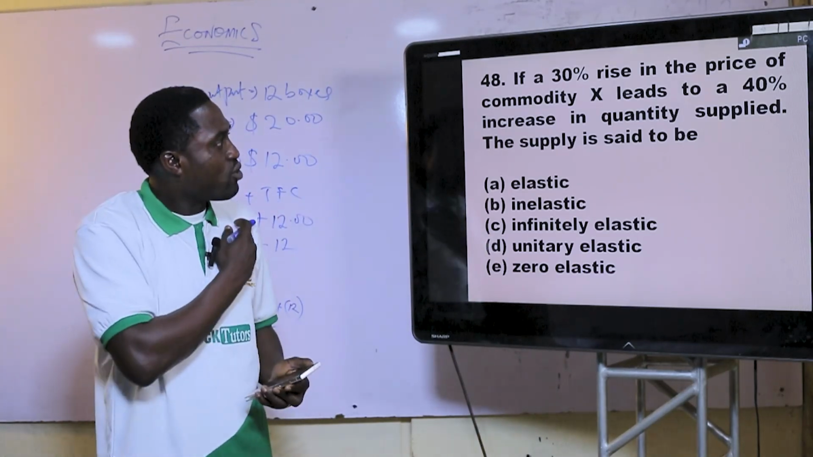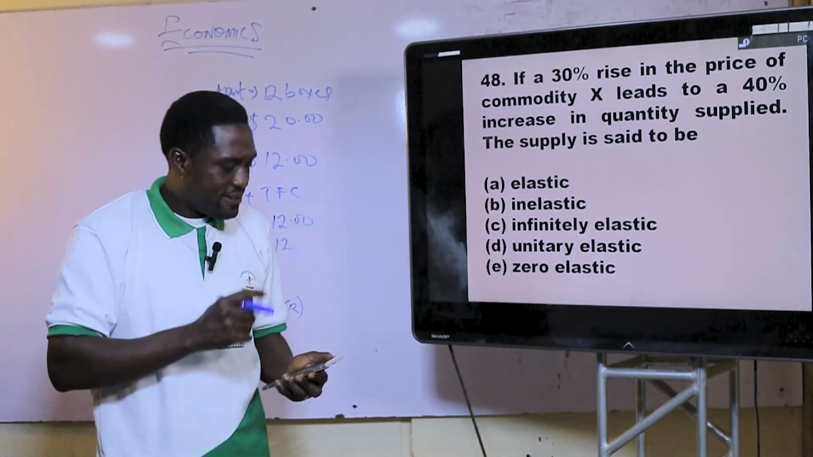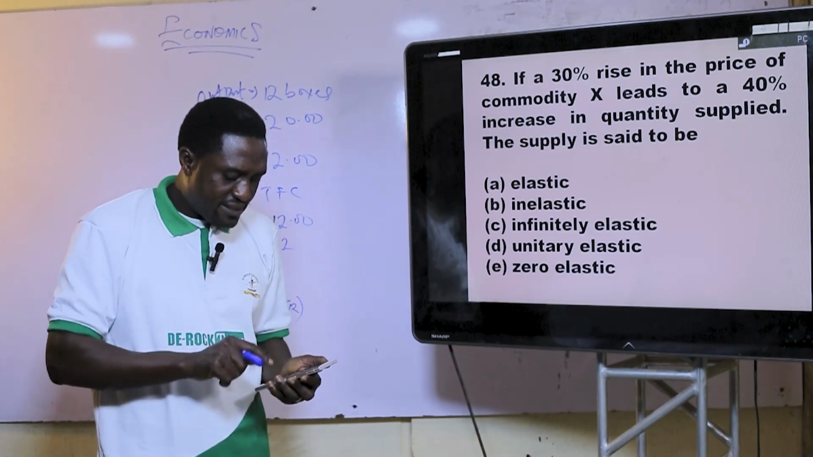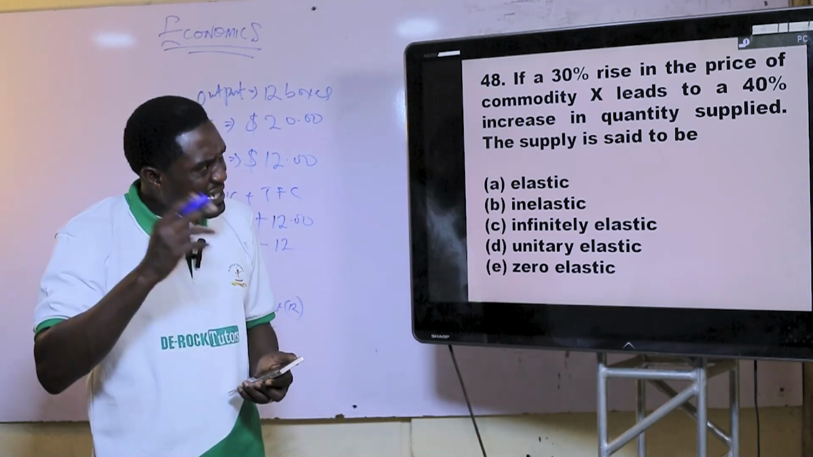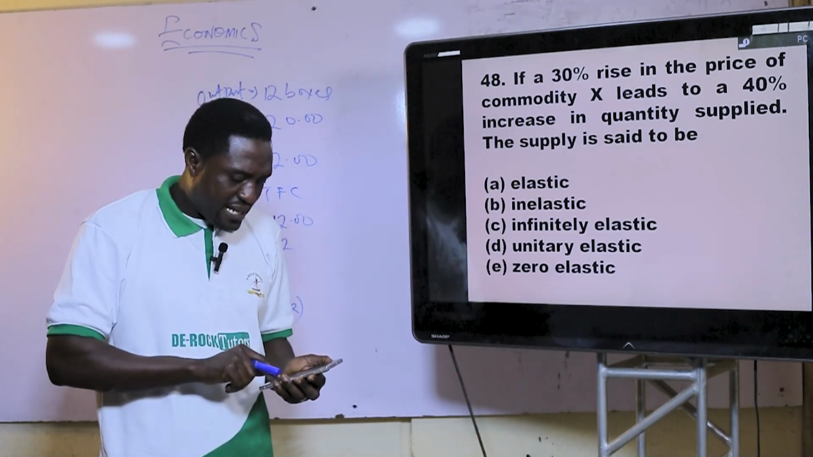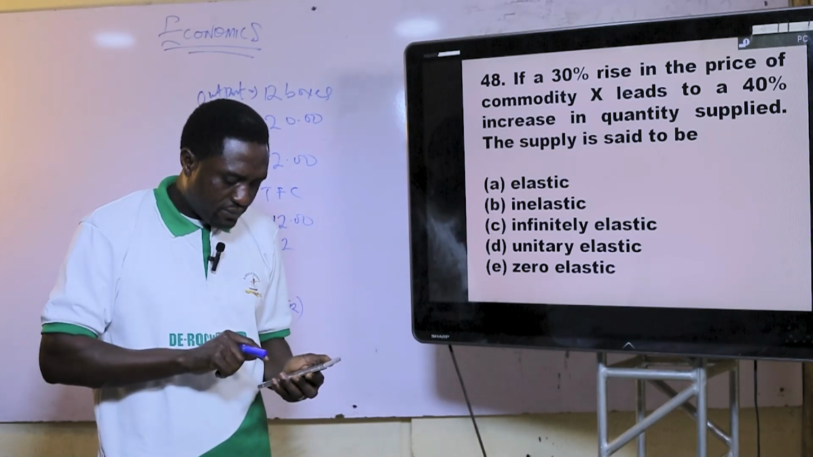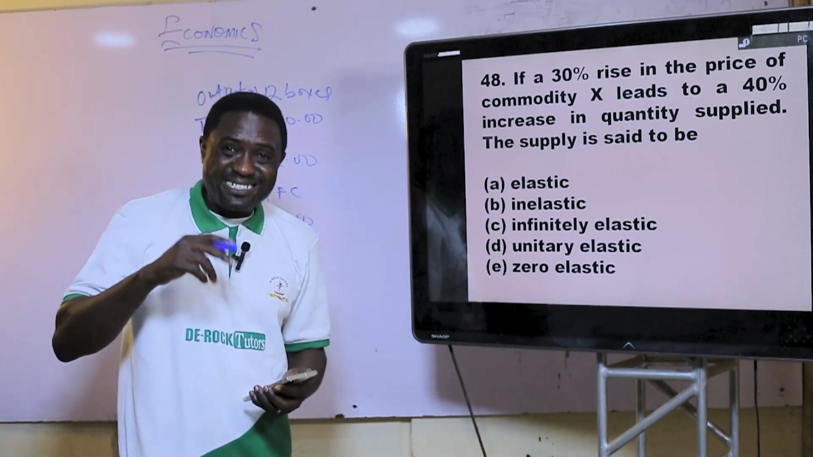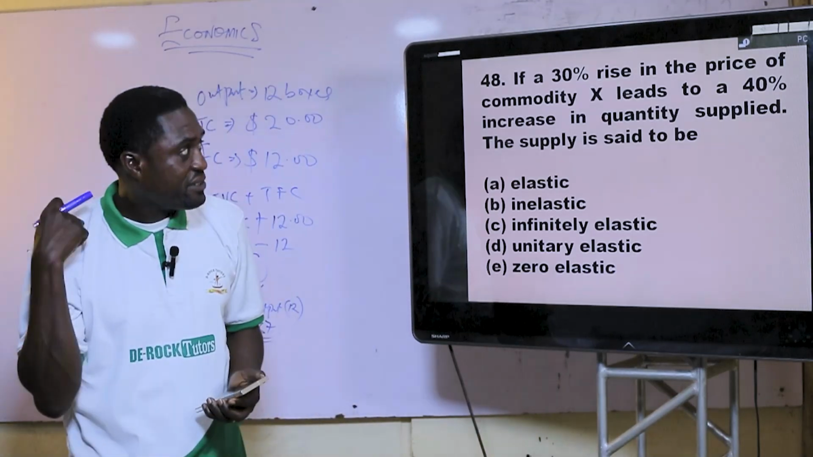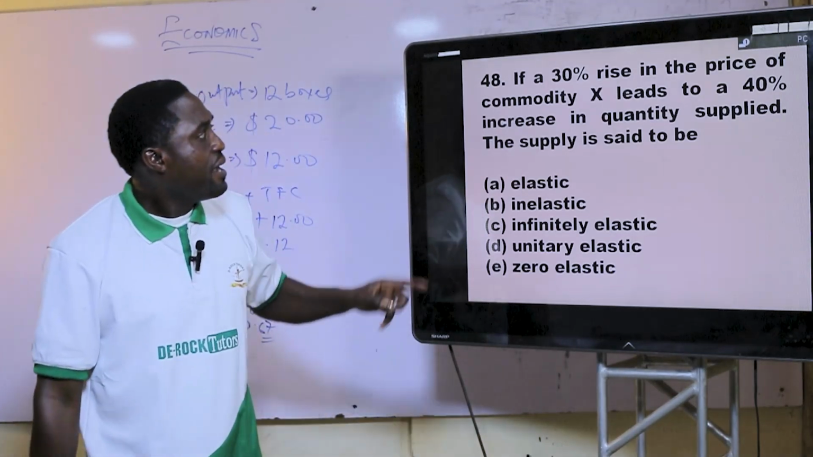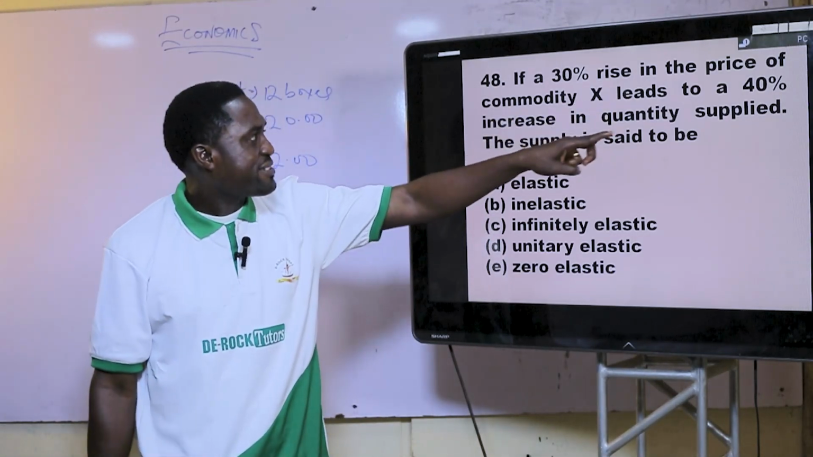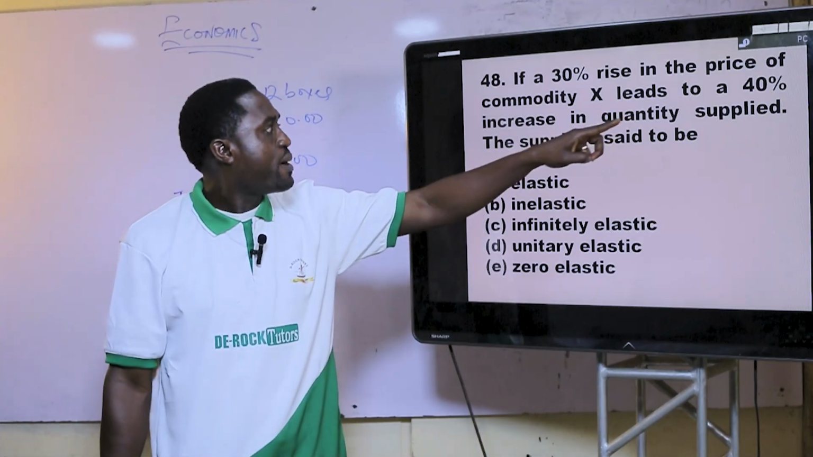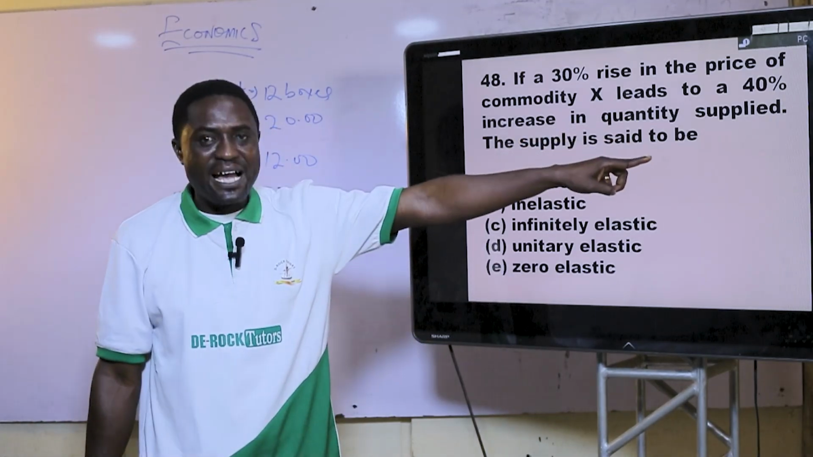So what is the percentage change in quantity supplied? That is 40%. 40% divided by the percentage change in price, 30%. The answer is 1.33. That is elastic because it is greater than 1. A 30% rise in the price of the commodity leads to a 40% increase in quantity supplied.